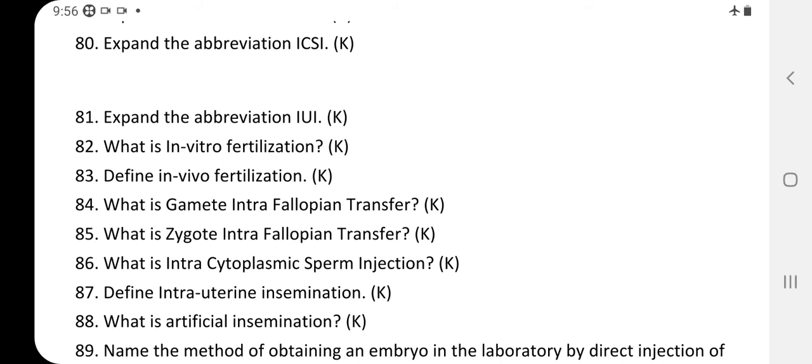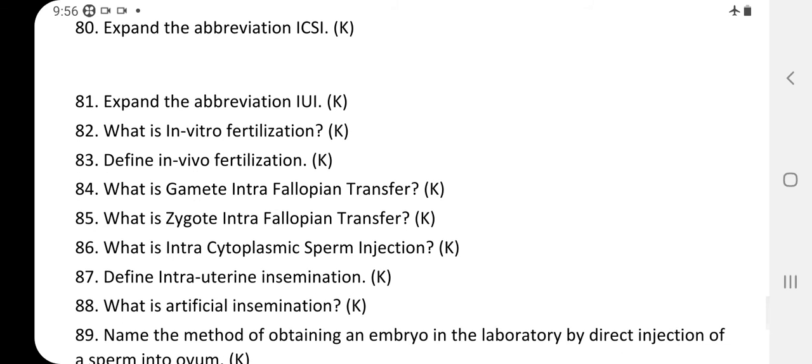Next, 83rd question. Define in vivo fertilization. In vitro fertilization means the fertilization takes place outside the body, inside the glass, by providing similar conditions as those of the body. Whereas in vivo means the fertilization takes place inside the body.